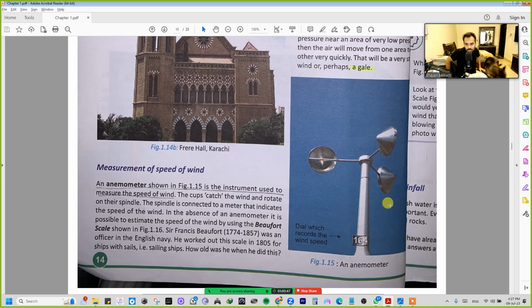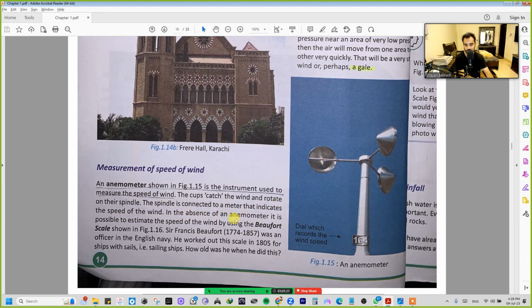So in this video we're going to understand the measurement of the speed of wind. An anemometer, shown in figure 1.15, is an instrument that is used to measure the speed of wind. The cups, which are in the shape of cups, catch the wind and rotate on their spindle. Spindle means the part on which they are rotating. Now the spindle is connected to a meter that indicates the speed of the wind.